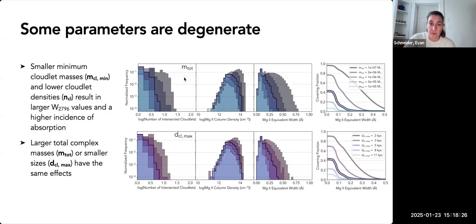So for example, this top row is showing changing the total mass of a cloud complex. The bottom row is showing the total size. You can get very similar changes in the magnesium 2 equivalent width covering fraction plot by changing either one of those parameters. And as I said, I actually think that's a strength of the model because if you're trying to figure out what your observations constrain, one thing this model allows us to do is say which parameters are degenerate with which, so in that sense, place more confidence on those constraints.